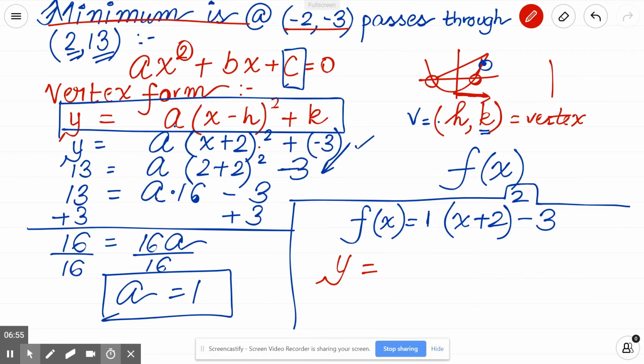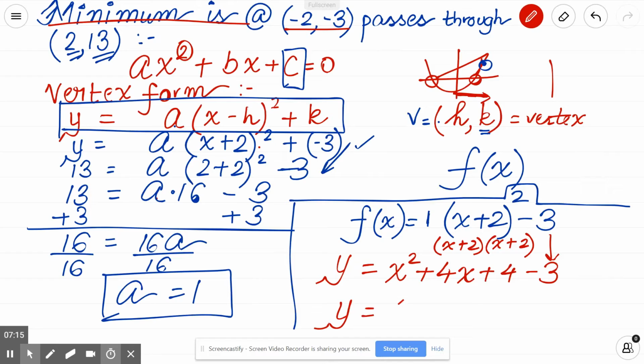Now (x plus 2) whole squared can be further FOILed out, or multiplied out, using (x plus 2) times (x plus 2). After FOILing it, you should get x squared plus 4x plus 4 minus 3. I already FOILed it out, and this negative 3 is just sliding down. Our equation now looks like x squared plus 4x plus, 4 minus 3 is 1.